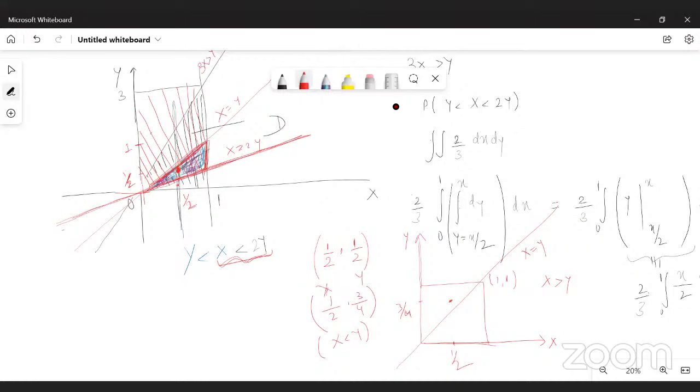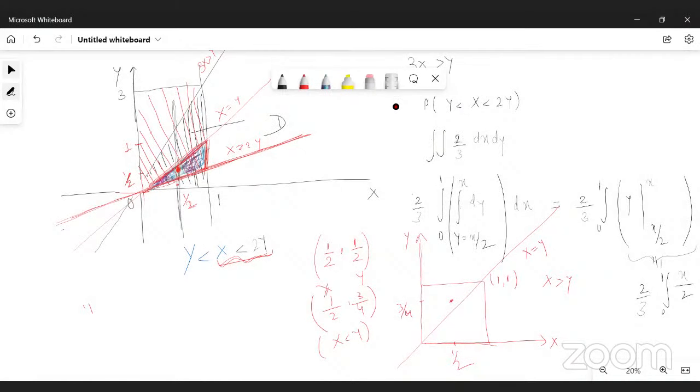So in this case, we used the integration approach, but since the distribution was uniform, we can also use the area of the triangle. The area of the region you are interested in divided by the total region that you have, that also you can do. Yeah, that's what I was asking. Now that gives 1/6.